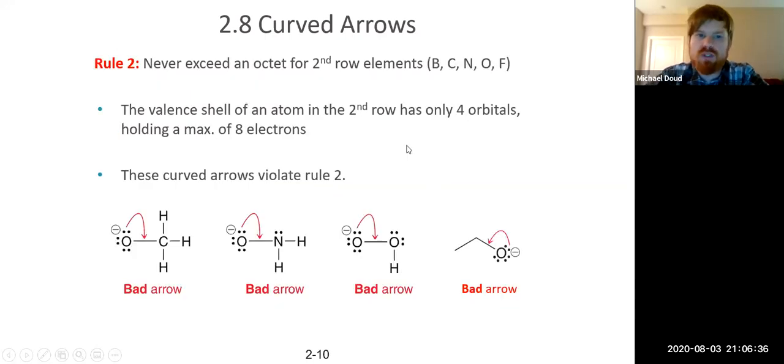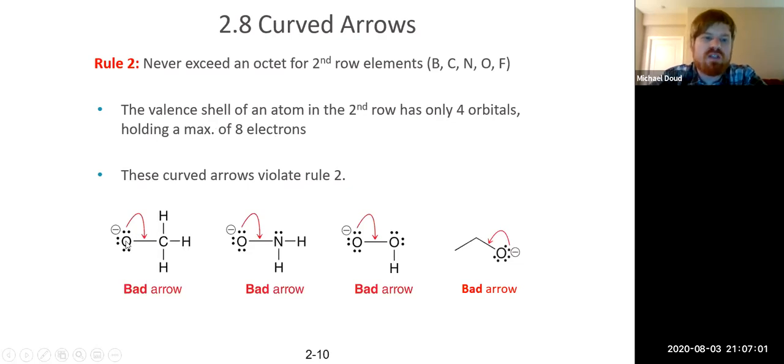Okay, rule number two: the octet rule. Don't exceed an octet for the second row elements. The ones that you're going to see the most are boron, carbon, nitrogen, oxygen, and fluorine. Just don't exceed 8 electrons. The maximum number of electrons that a second row element can have is 8 electrons. It cannot dip into its d orbitals to extend past that, so just keep that in mind.